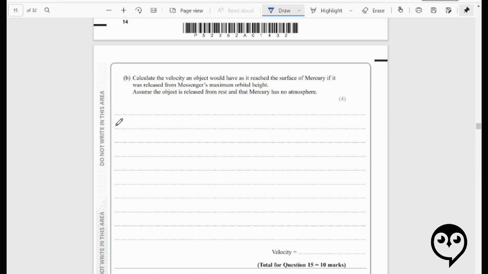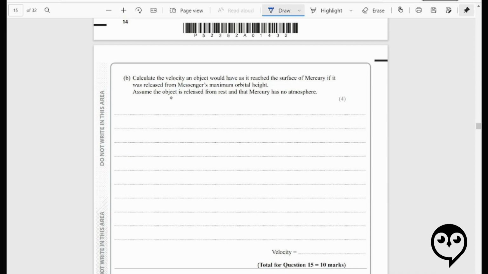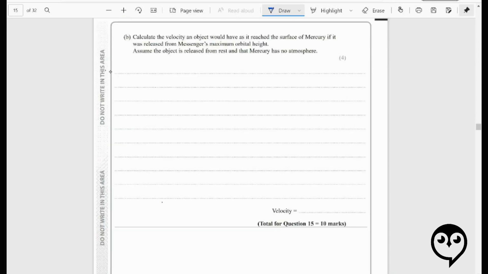Okay, and the last part: calculate the velocity an object would have reached from the surface of Mercury if it was released from Messenger's maximum orbital height. Assume the object has been released from rest and that Mercury has no atmosphere. So we draw ourselves a little diagram. We're up here. Is this the initial radius? No, the initial radius is going to have to include the radius of the planet as well, of Mercury.